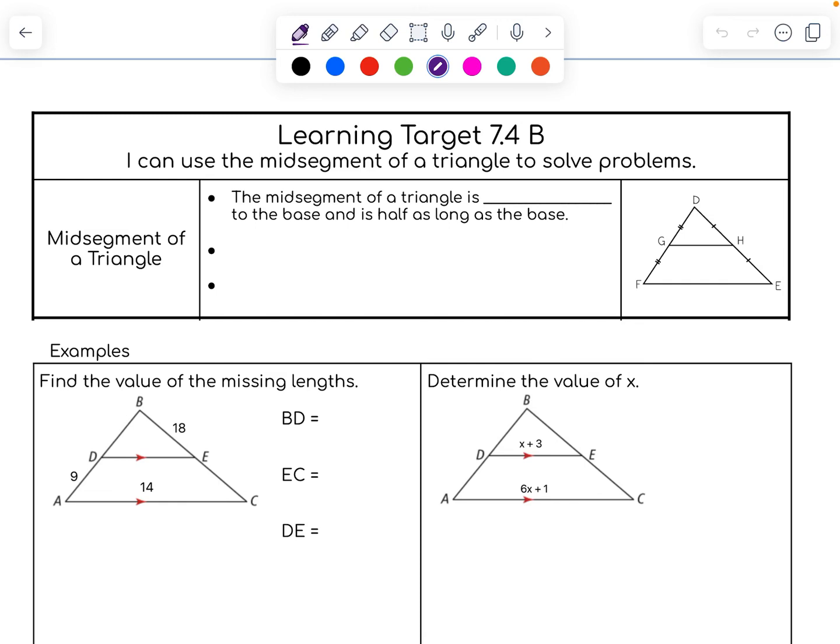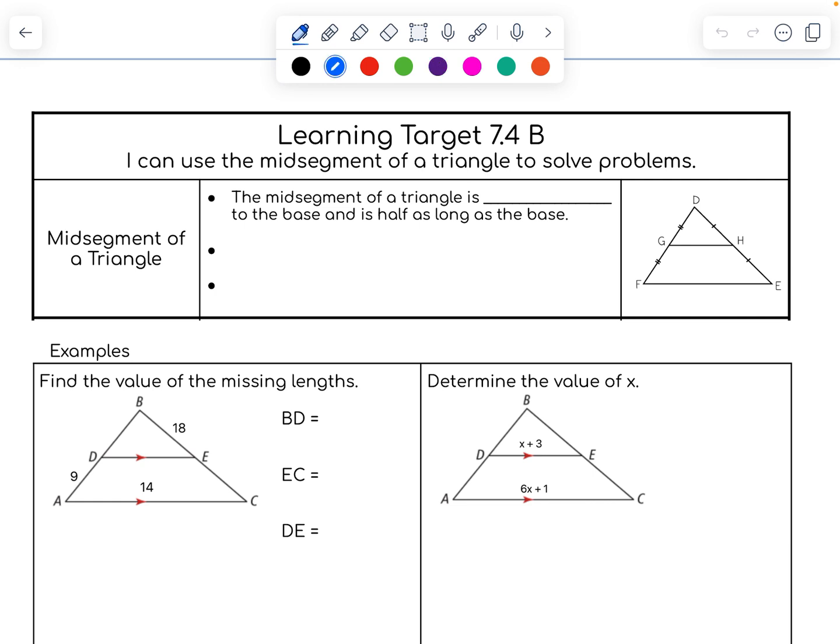Our next theorem is called the mid-segment triangle theorem, and learning target 7.4b says I can use the mid-segment of a triangle. So we're just going to apply this. The mid-segment of a triangle should look very similar to the mid-segment of a trapezoid from earlier.